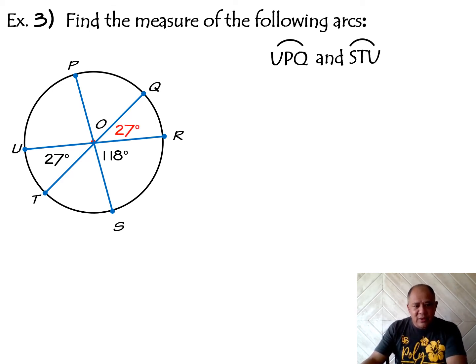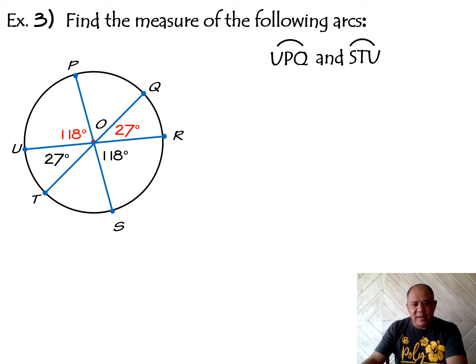So we know that QR is 27. Why is that? Well, QR is opposite of UT, right? So we can find out that that's 27. And using the same logic, we can find out what PU is. So PU would be 118, correct? Because it's opposite of RS.